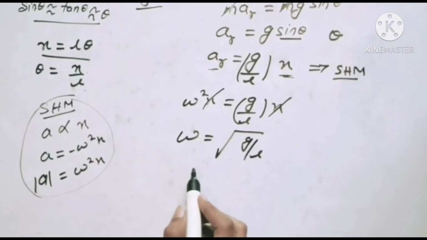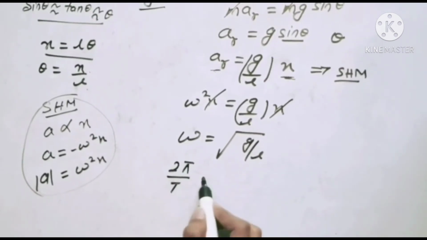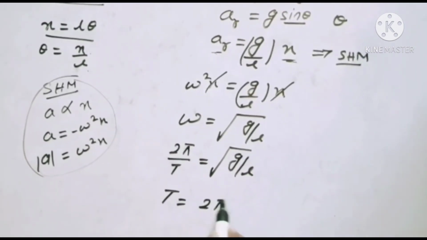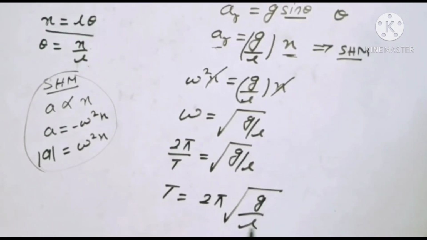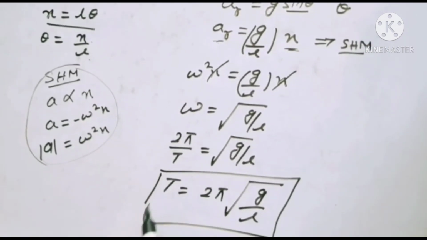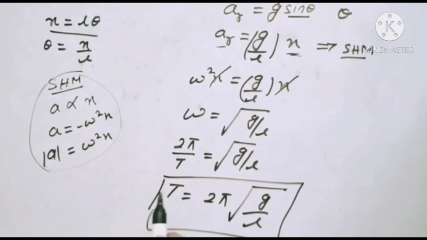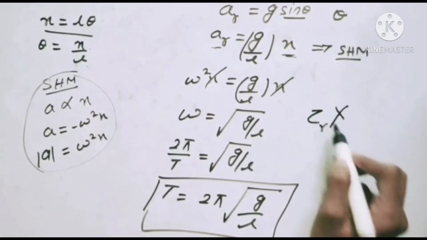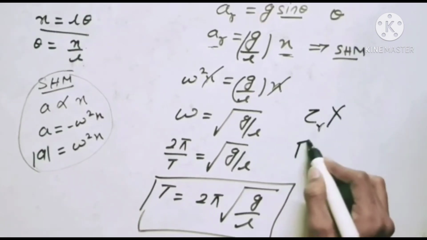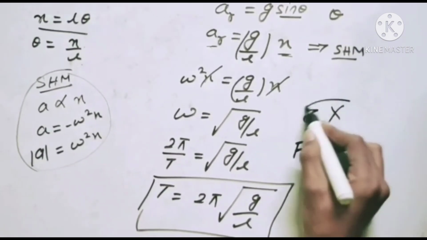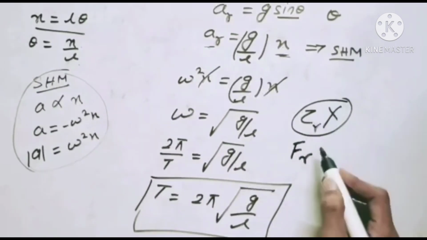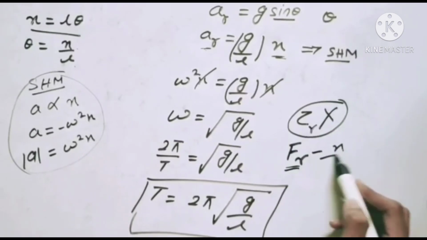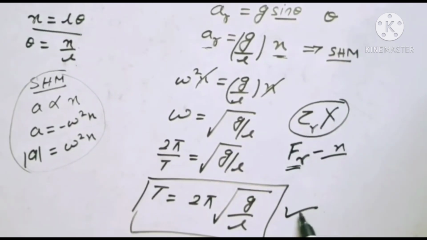Your omega is 2 pi by T. It is g by L. So your T comes out to be 2 pi under root of L by g. So by this method also, we did not use the concept of torque, that is restoring torque. We used the concept of restoring force. We did not bring rotational motion into consideration. We just brought force, and we considered a small displacement x, and we got this result. Thank you very much.